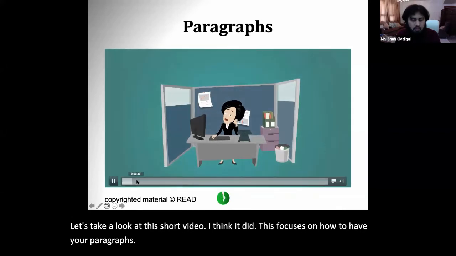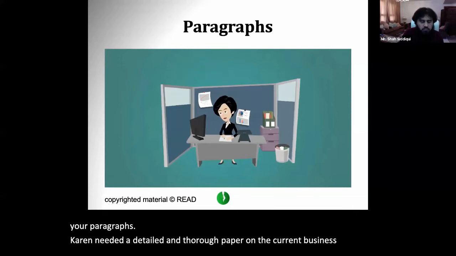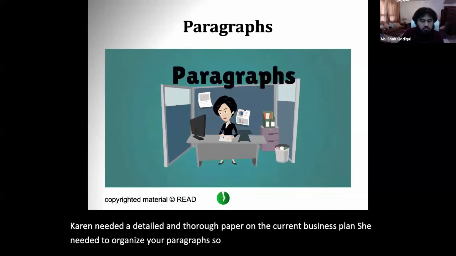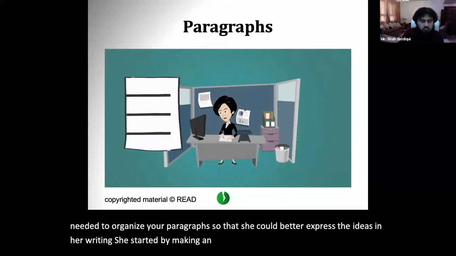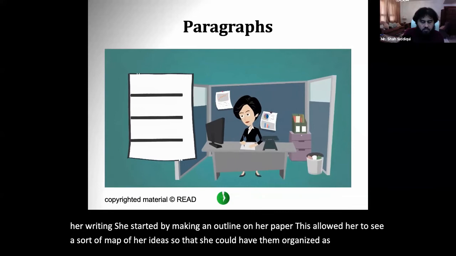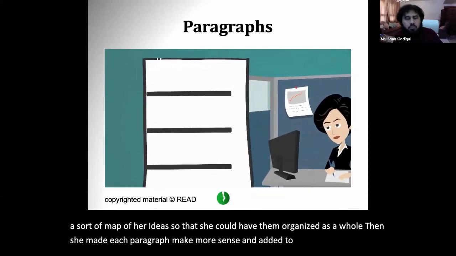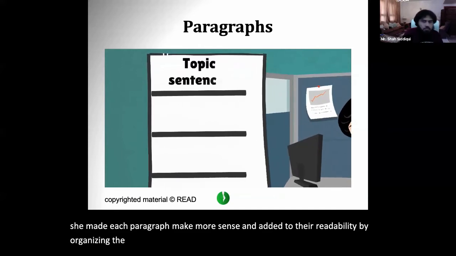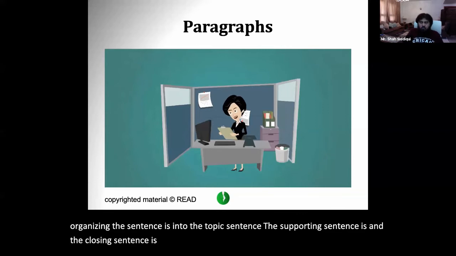Karen needed a detailed and thorough paper on the current business plan. She needed to organize her paragraphs so that she could better express the ideas in her writing. She started by making an outline on her paper. This allowed her to see a sort of map of her ideas so that she could have them organized as a whole. Then she made each paragraph make more sense and added to their readability by organizing the sentences into the topic sentence, the supporting sentences, and the closing sentences. When she stepped back and took a look at her work, it was exactly as she wanted it.